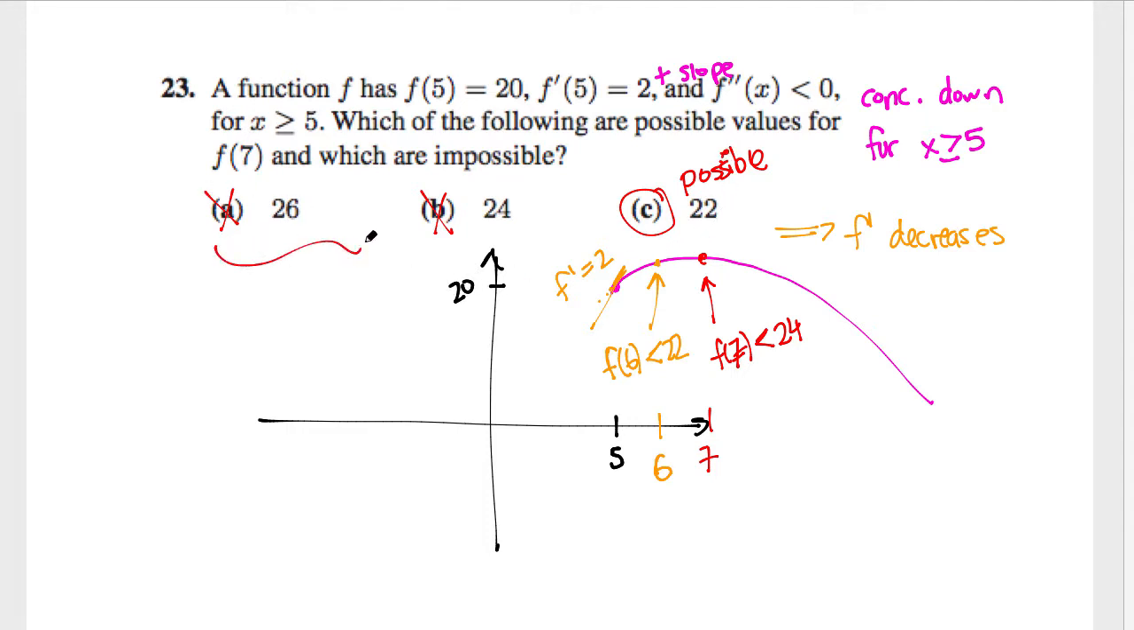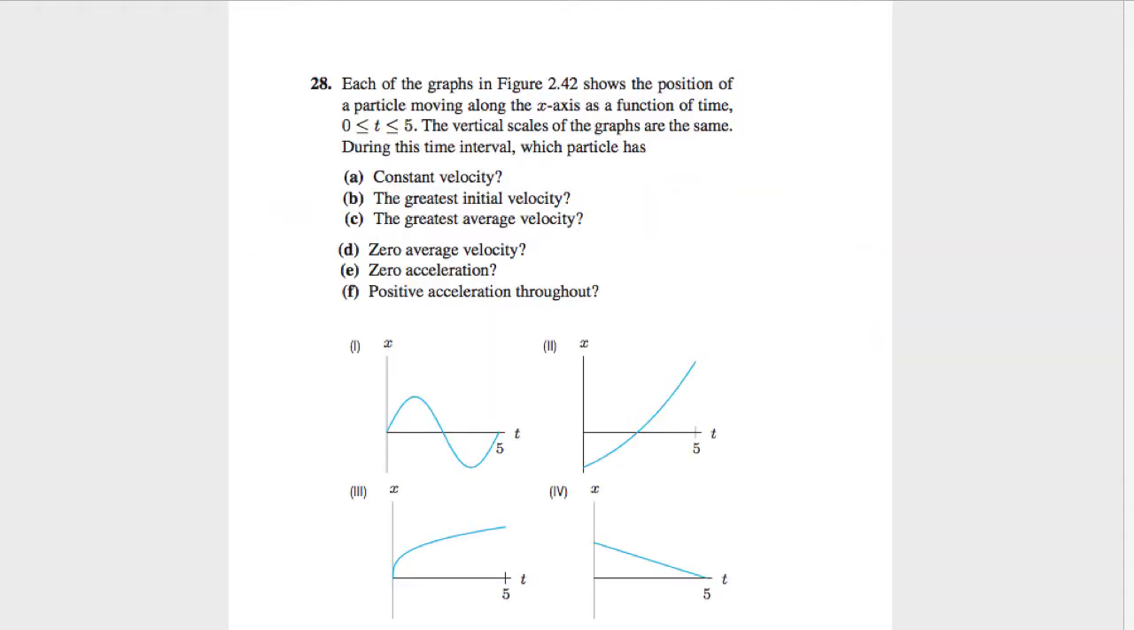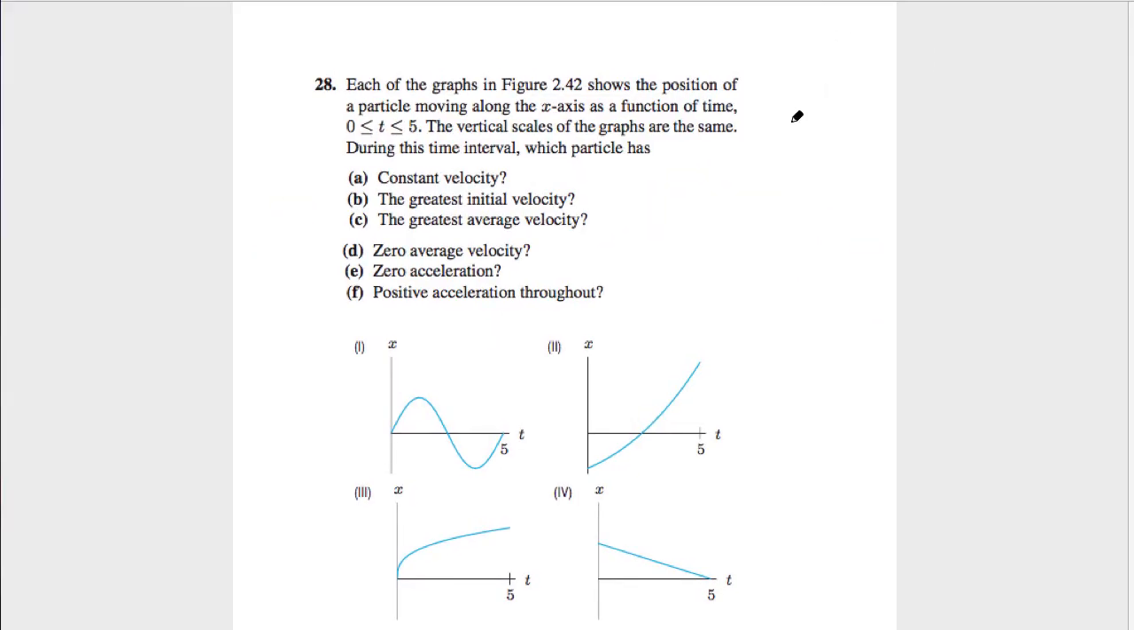These two are impossible. The reason I know that is because my f double prime is negative, so my slope has to decrease. Since my slope started at 2 at this point, my slope has to be less than 2 everywhere to the right of that. For question number 28, we have a set of graphs.